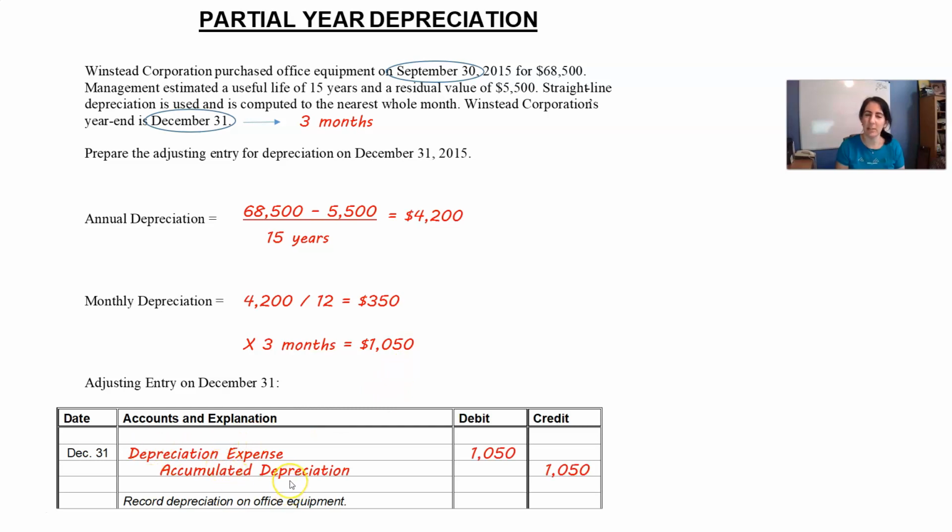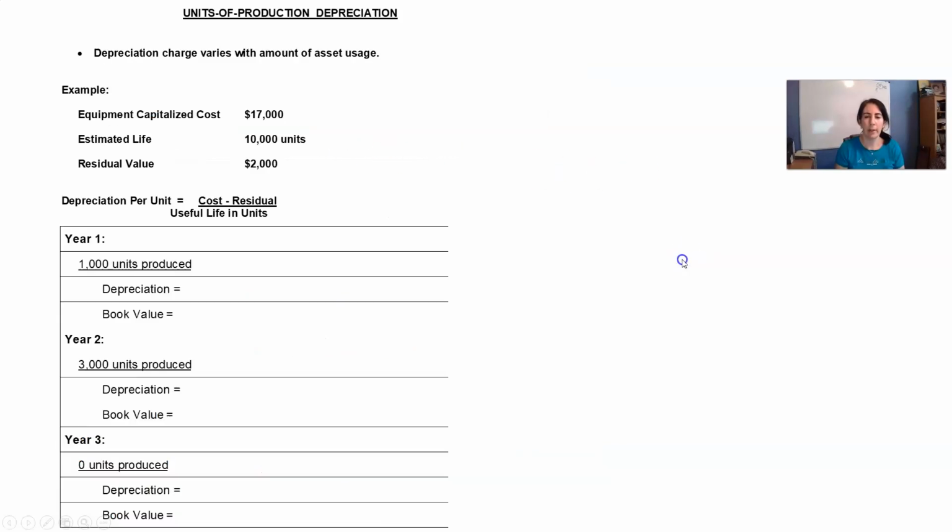Debit depreciation expense, credit accumulated depreciation for 1,050. So, like I said, it's a partial year. You calculate the full year's depreciation, and you take whatever portion it is. Okay. All right, moving on to the next one, units of production.